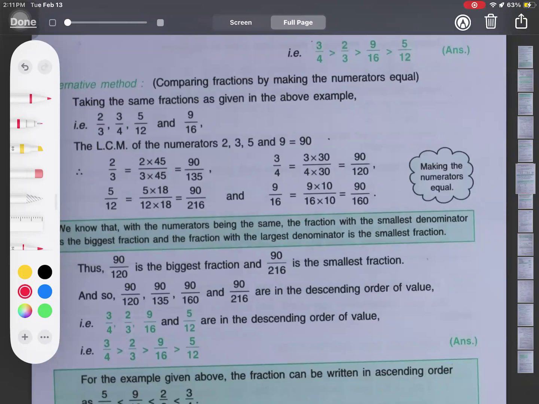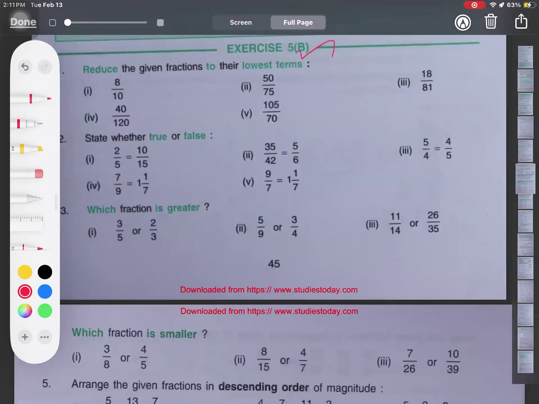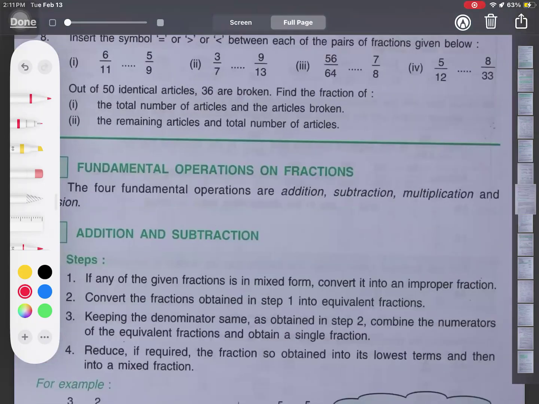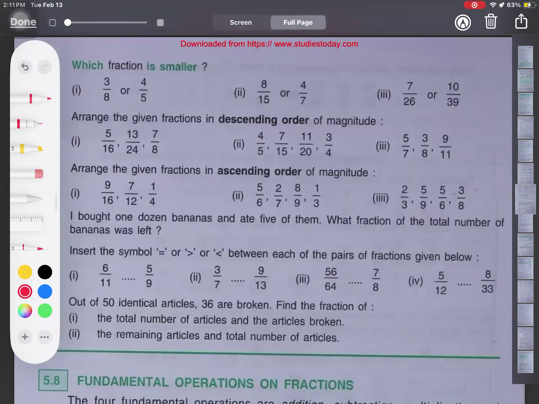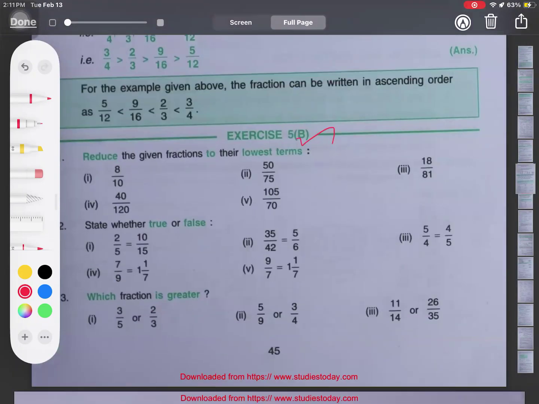These are all given. Do all these examples and do exercise 5B. This is also very important. I'll teach you addition and subtraction later. You should finish 5A and 5B. Make it fast. Okay, bye-bye.